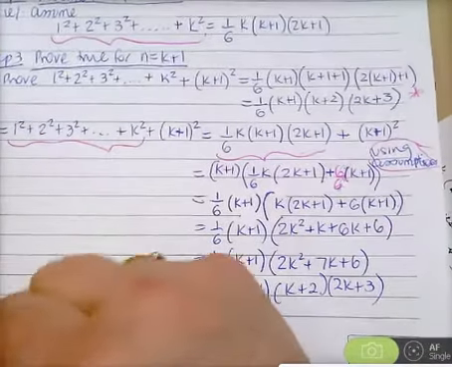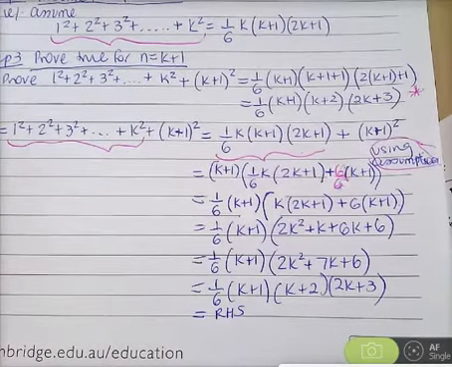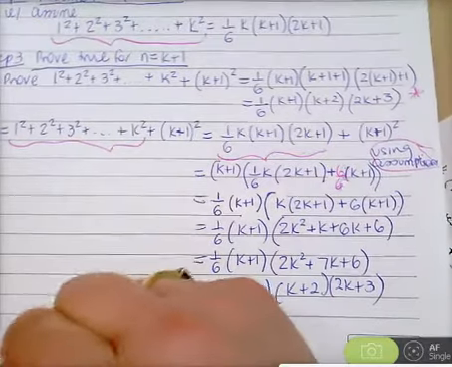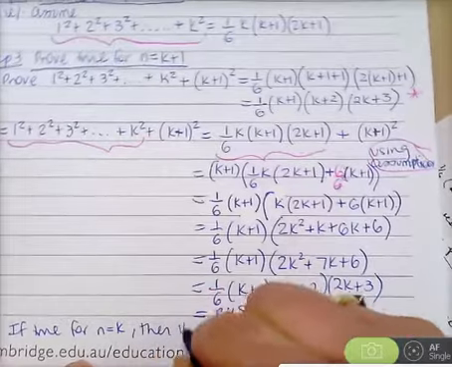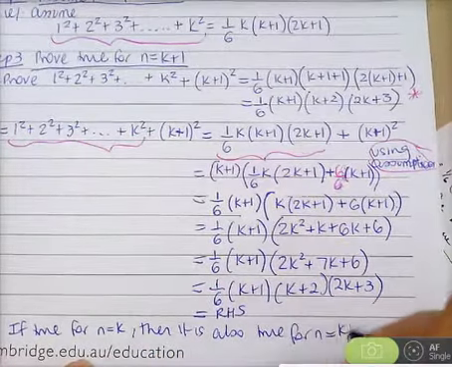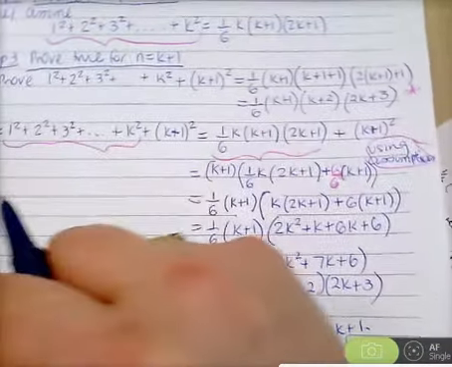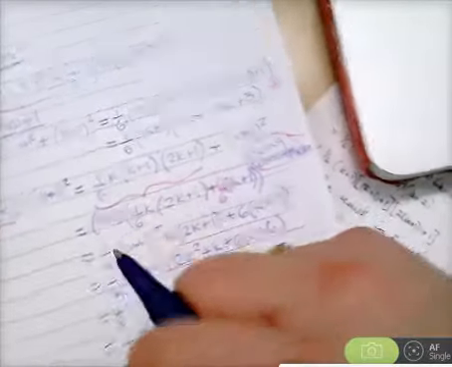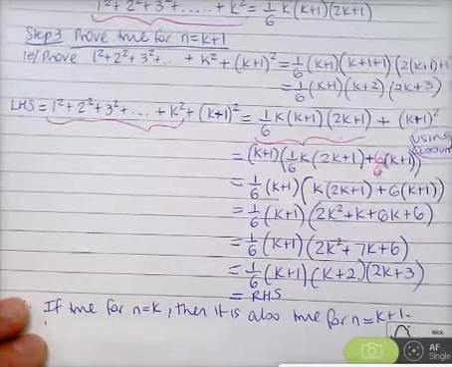Therefore, let's write out that assumption, our little conclusion, step 4. Therefore, if true for n equals k, then it is also true for n equals k plus 1. What do I write now? So, if it's true for n equals k, then it's also true for n equals k plus 1.